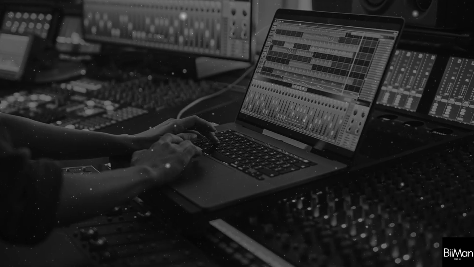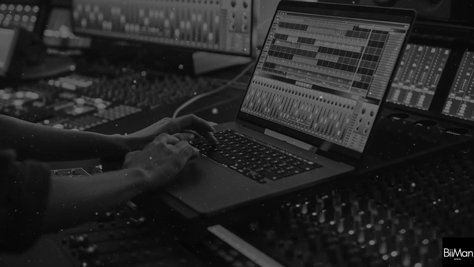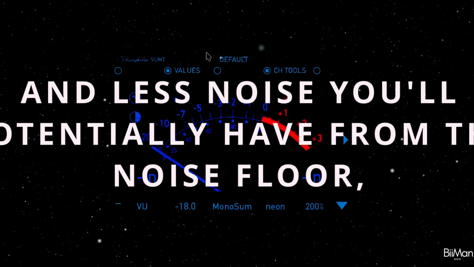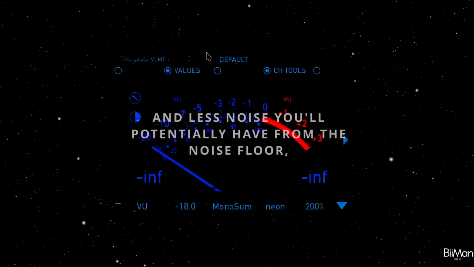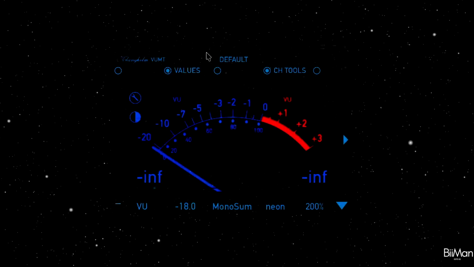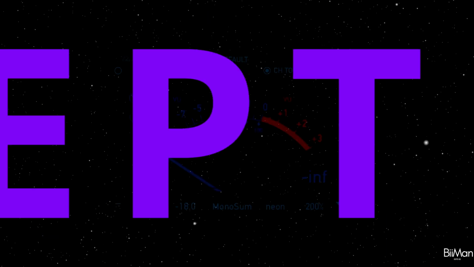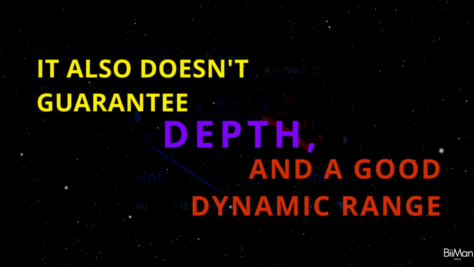When auditioning your sounds during the beat making process, most commonly, what beat makers do is go for louder sounds, which makes sense as it guarantees a potential loudness from the get-go and less noise you would potentially have from the noise floor with much quieter sounds. As much as this is a good approach, it also doesn't guarantee depth and a good dynamic range.